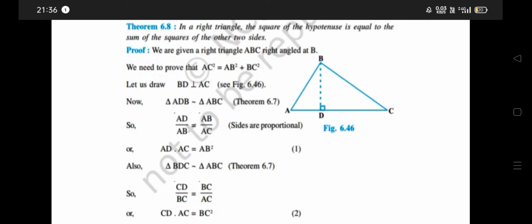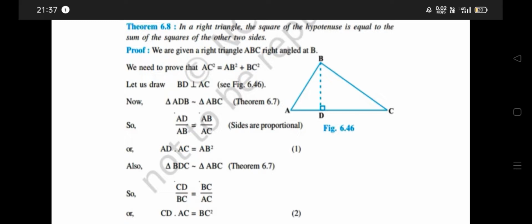Now again from angle similarity, we can say that triangle BDC is also similar to triangle ABC because both have right angles. And from that we can also say, since both the triangles, that is triangle ABC and triangle BDC, are similar, their sides would also be proportional. From that we can say CD by BC would be equal to BC by AC. From this we can cross multiply and get CD into AC would be equal to BC square.